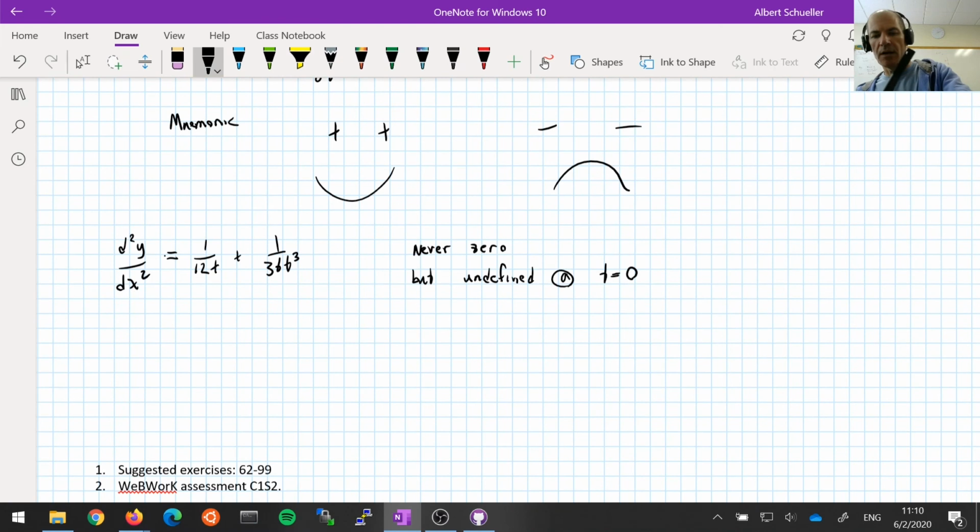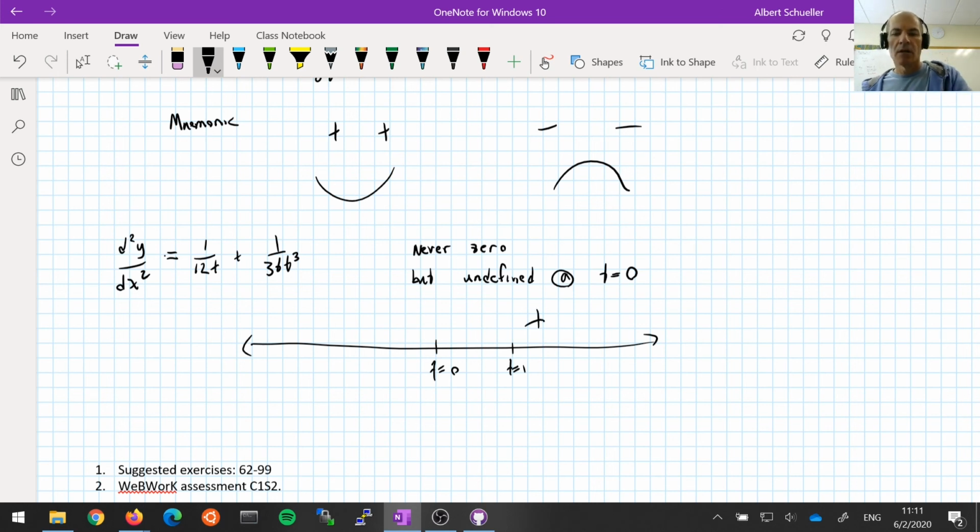So let's look at a number line. Here's t equals 0. And we can just test points, right? The only place it can change sign is at t equals 0. So let's look at t equals 1. Out here at t equals 1, we get a positive plus a positive. That's a positive. What about t equals negative 1? Well, we have a negative plus a negative, that's a negative.